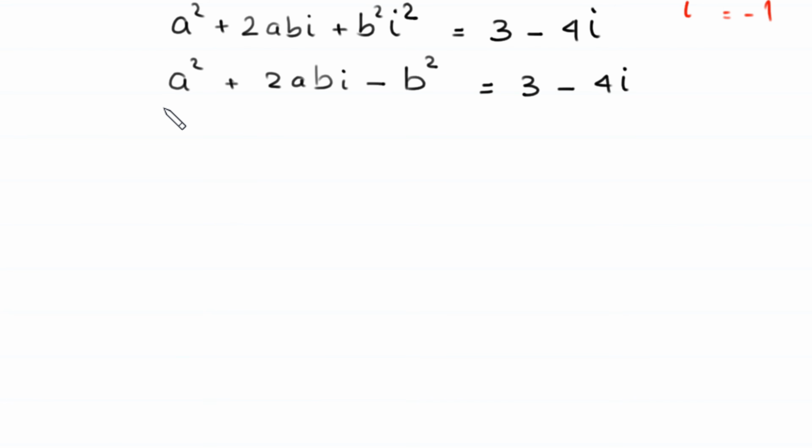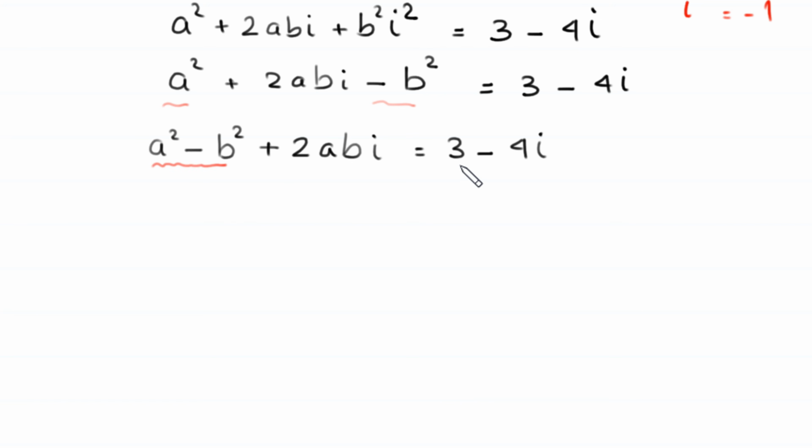Now we combine these two terms, a squared and negative b squared. So this will become a squared minus b squared plus 2abi equal to 3 minus 4i. We combine this real part a squared minus b squared with this real part 3, and we combine this imaginary part 2ab with this negative 4. So a squared minus b squared equals 3, and 2ab is equal to negative 4, and we divide both sides by 2.